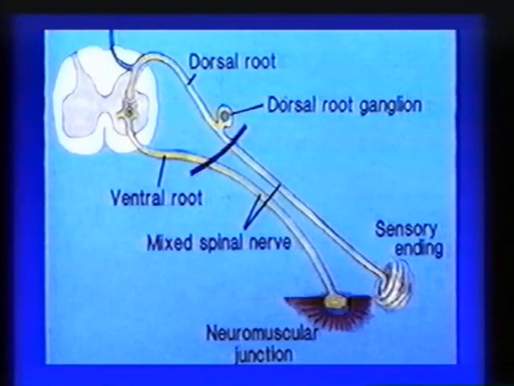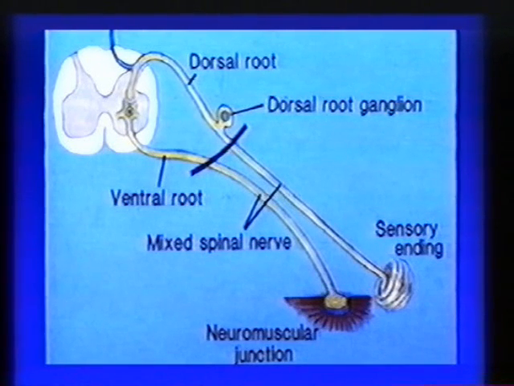Now, when we talk about involvement of the peripheral nervous system, this is the spinal cord looked at in cross-section. We're really talking about involvement of the nerve fibers that run from the spinal cord out to the muscle through, for example, in the leg, nerves like the sciatic nerve and the femoral nerve, and the sensory fibers that come back from sensory endings through the sensory nerves and into the spinal cord.